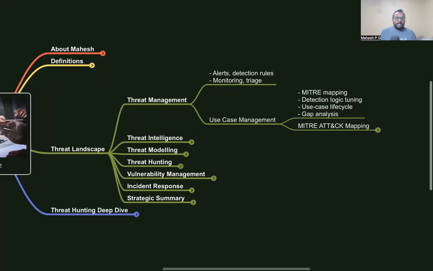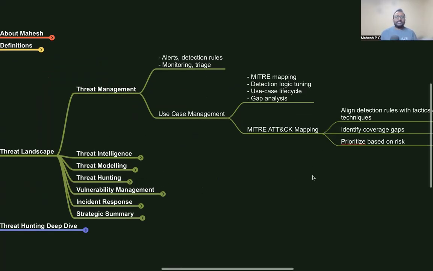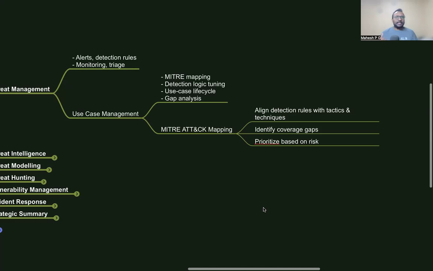And one of the major areas of threat management is the use case management. We have to prepare for that. We have to make sure that we understand the different threats, like the MITRE ATT&CK framework, right? MITRE ATT&CK mapping is where we are aligning the detection rules. Okay, when a threat happens, we have the system in place to detect that threat. And when there are changes in the system or the attack procedures, the detection logic tuning has to happen. There is a use case life cycle.